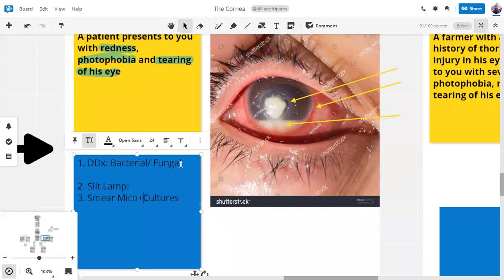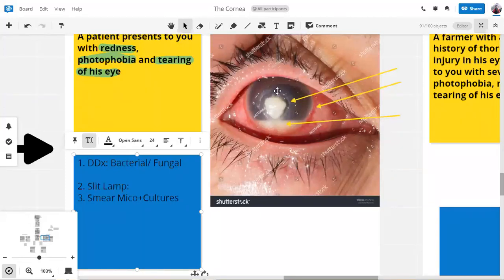What does this mean? You obtain a part of it, you place it, you stain it, and you immediately place it under the slide. If you're able to see the organisms, well and good. If you're not, then you have to wait for a culture. Culture means that you incubate the organisms, and after incubation they grow. Then you prepare a slide and you stain it, and afterwards you can visualize it under the microscope. So slit lamp examination, smear microscopy, and culture.